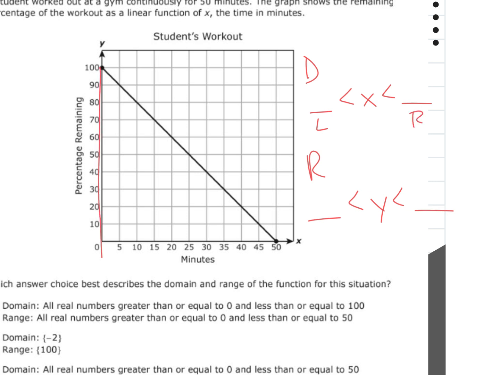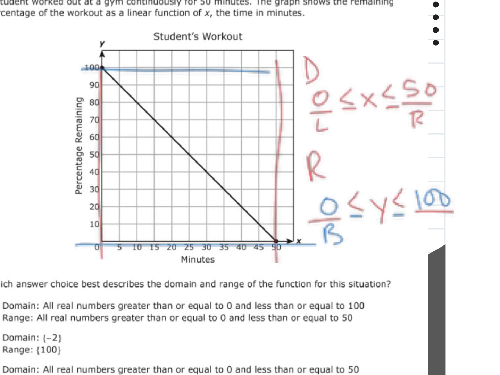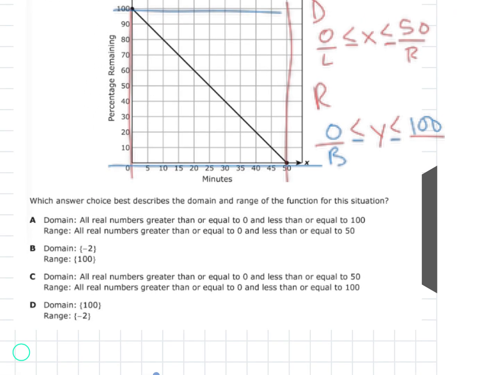So on the left, what is my lowest number on the x-axis that we went through? 0, line or no line? Line. What's my highest number? 50, line or no line? Line. Okay, so then we're looking at the range, and that's bottom. What's my bottom number? 0, and it's a closed circle, and my top number is 100.